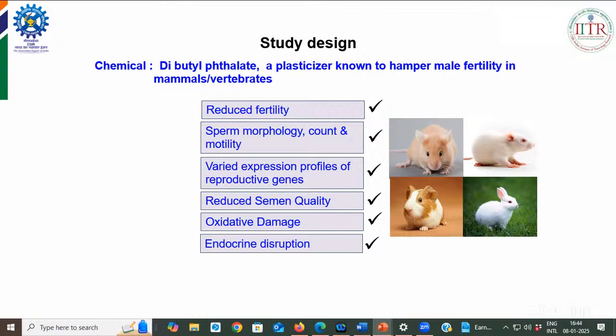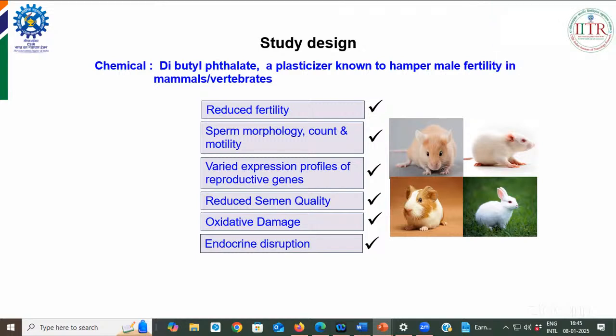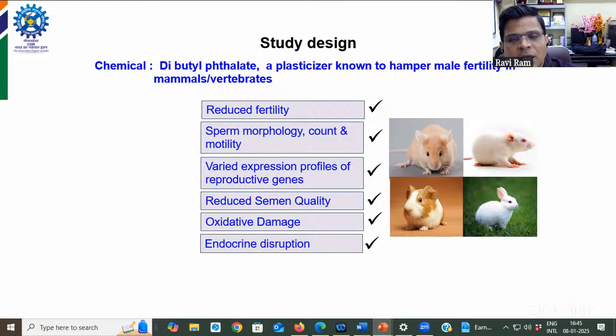So they look for changes in fertility of the male, or they study the sperm morphology, and they also count the number of sperms, and they look for the motility of the sperm, and at the same time, they look for the expression of reproductive genes and the genes associated with reproductive functions. And then they assess if the quality of the semen is compromised, and if it is compromised because of oxidative damage to the reproductive proteins or through endocrine disruption. So what we asked is, okay, fine, these things are the typical reproductive toxicity endpoints in mammals.